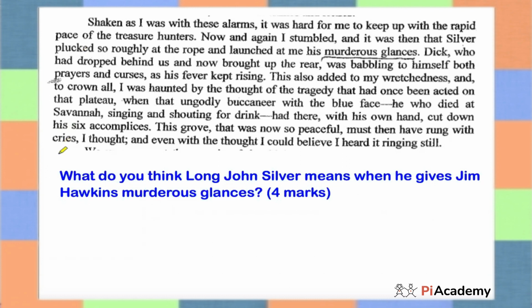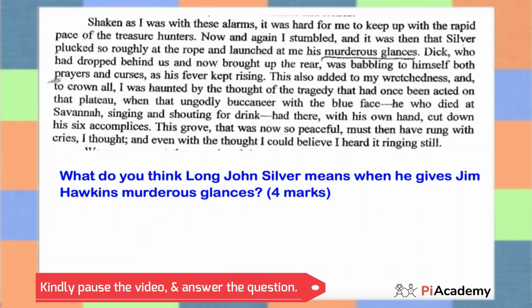So, for 5 minutes, 4 marks, what do you think Long John Silver means when he gives Jim Hawkins murderous glances?